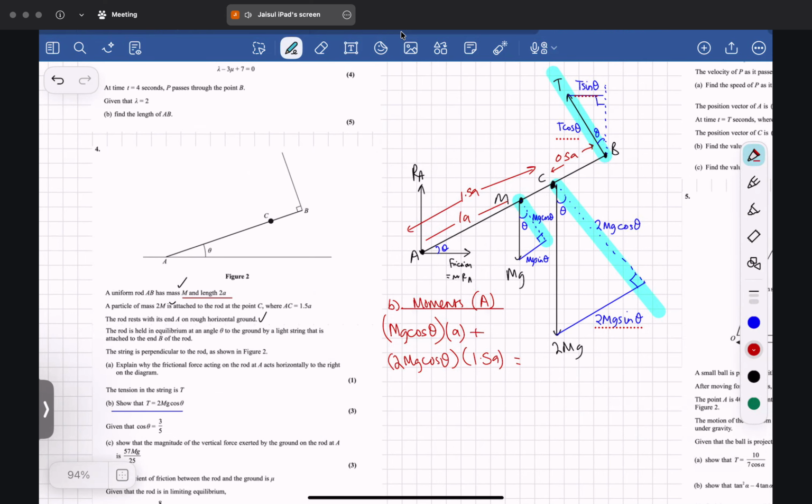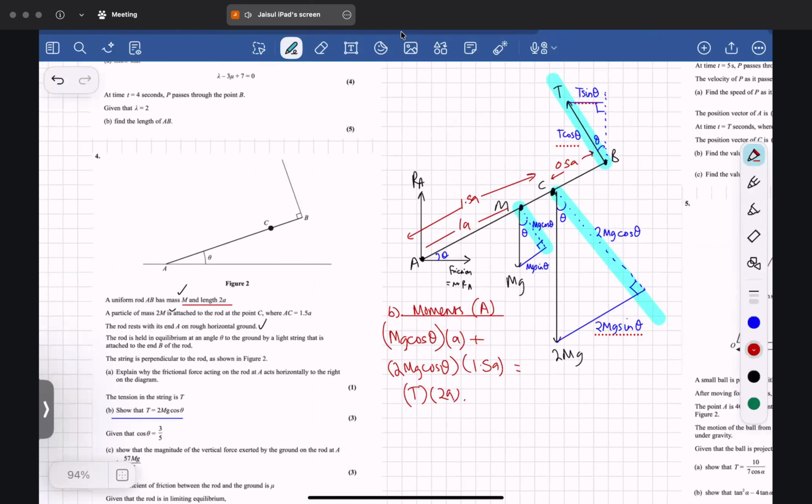2a times t. Good, well done. I'm just going to tidy the equation up. So when I tidy up, I get amg cos theta plus 3amg cos theta, so that's 4amg cos theta in total, equal to 2at. Divide both sides by 2a, so I get 2mg cos theta equals t. So we got it correct.